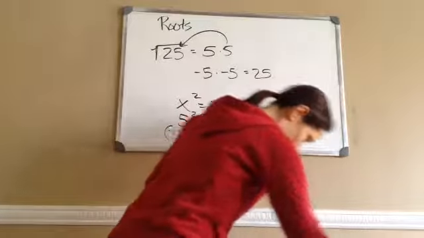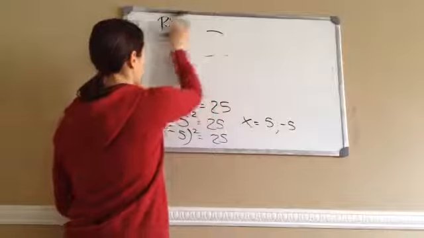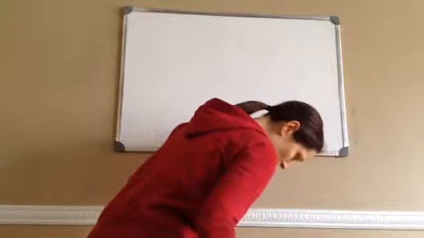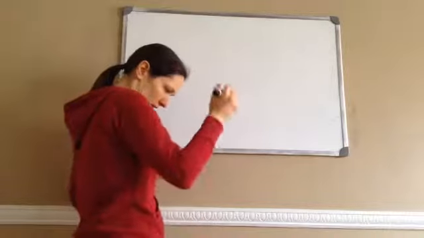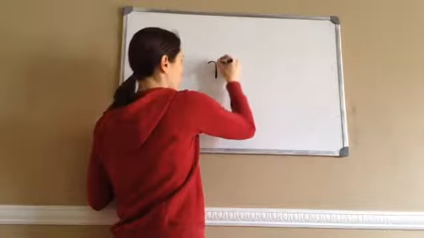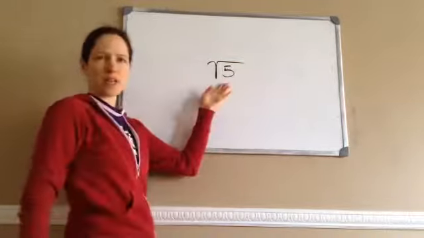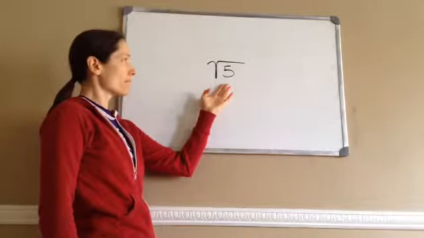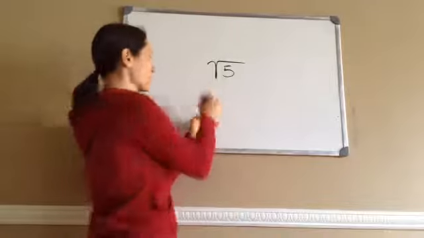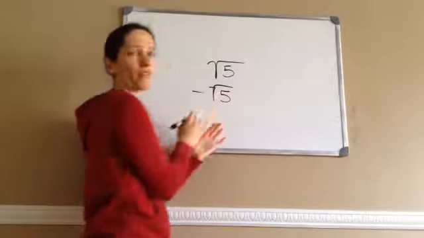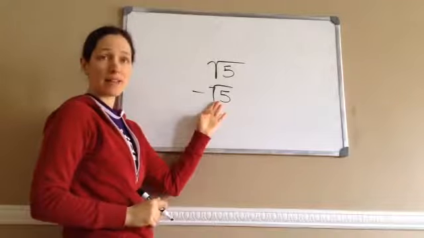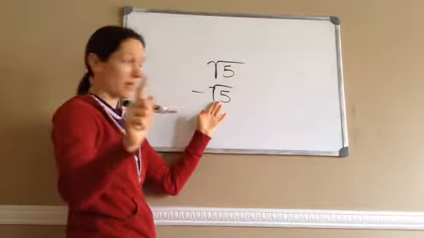Alright, now, let's talk about something a little bit different, and this might get a little bit confusing, but I want you to stay with me. Okay? The square root of 5, do we know an answer for that? No. Okay? And so the opposite of this would be negative square root of 5, like that. The negative is on the outside. The only way the negative can be on the inside is this right here.